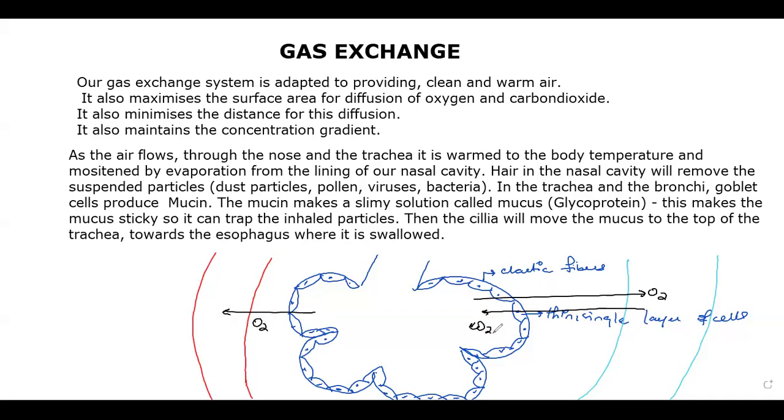Because the lining of the alveoli is so thin, the distance that these molecules have to cover for diffusion is really less. Hence, diffusion can take place very quickly and very efficiently. Diffusion can take place really fast because they don't have to go through a lot of layers, right?